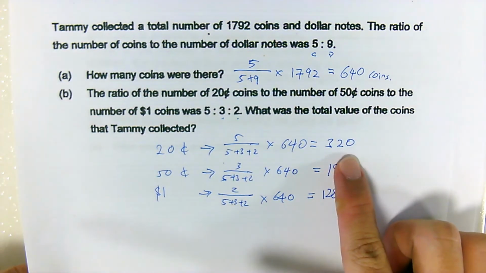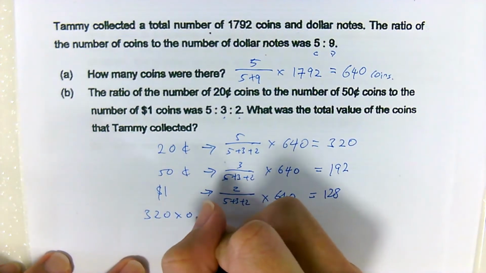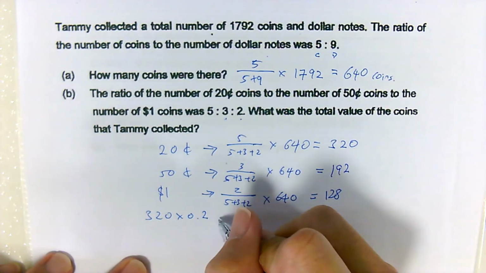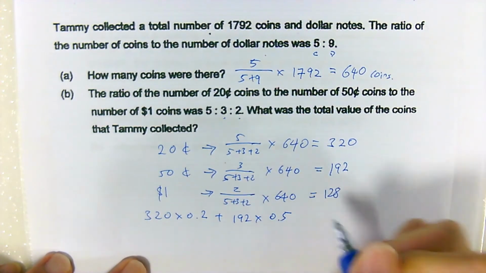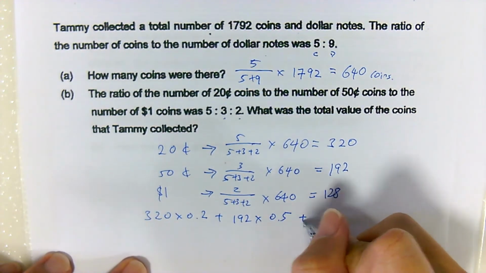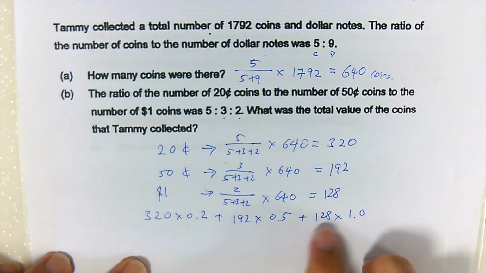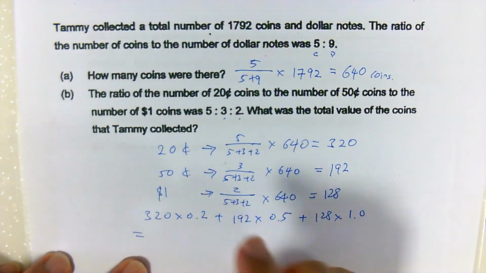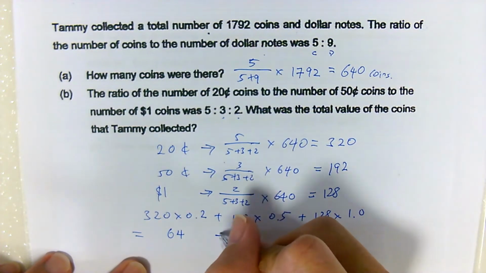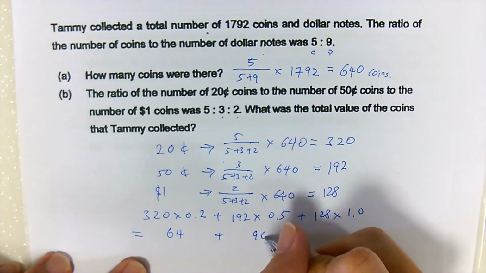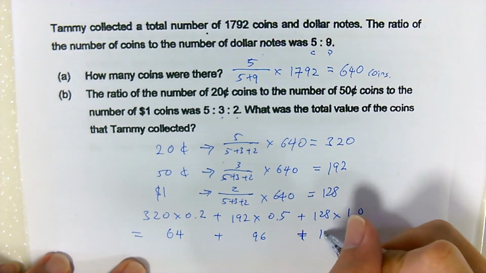Then we have to find the value of the coins. The value of the 20-cent coins will be 320 multiplied by 0.2, since we are working with decimals, plus your 50-cent coins, which is 192 multiplied by 0.5, which is your 50 cent, then plus your 128 multiplied by $1, which is basically just 1. Now this will actually give us 320 times 0.2. Just do a basic calculation, you get 64. 192 times 0.5, you're going to get 96, and then 128 times $1 will just give you $128.